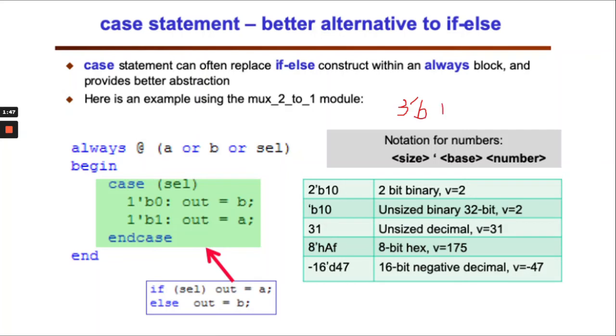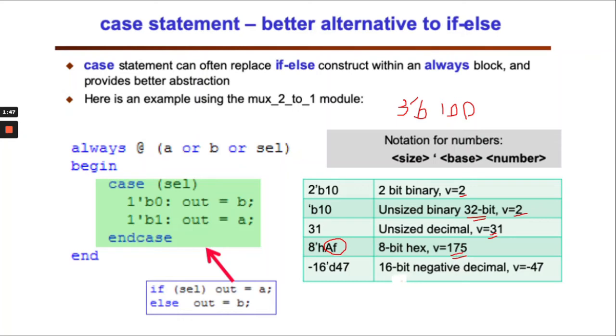So 1 0 0, and you can use whatever bit number you want. For example, here it's a 2-bit, and the value is equal to 2. And then you can also use unsized binary. You just use the apostrophe, B, and then 1 0, the value is equal to 2, but the size itself is 32-bit, right? Unsized decimal, you can use 31 here, and then the value is directly defined, and then you can use hexa. So here in this case it's 8-bit hexa. So AF, and when you convert the hexa number here, you're going to get 175 in decimal.